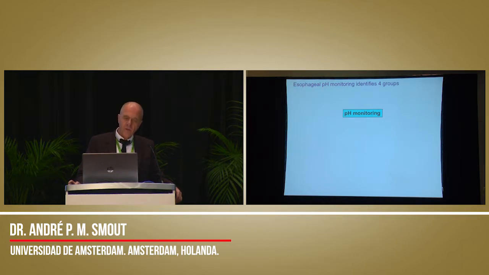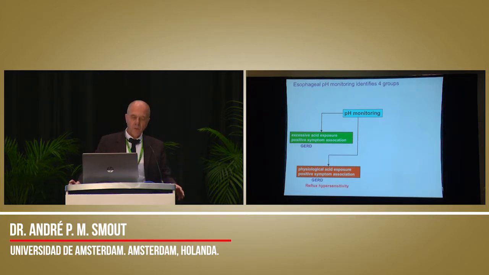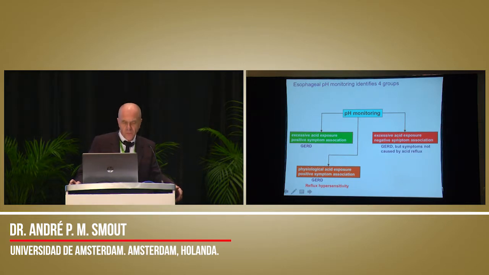Anyhow, the letters are in a different order. Using these two indices, you can divide the patients with reflux symptoms into 4 groups. Those who have excessive acid exposure and a positive symptom association are very likely to have GERD. Then you have patients who have physiological acid exposure but a positive symptom association, and these are now called reflux hypersensitivity, according to Rome 4.